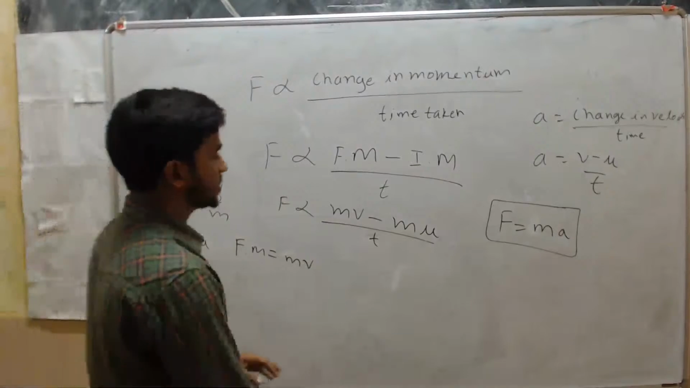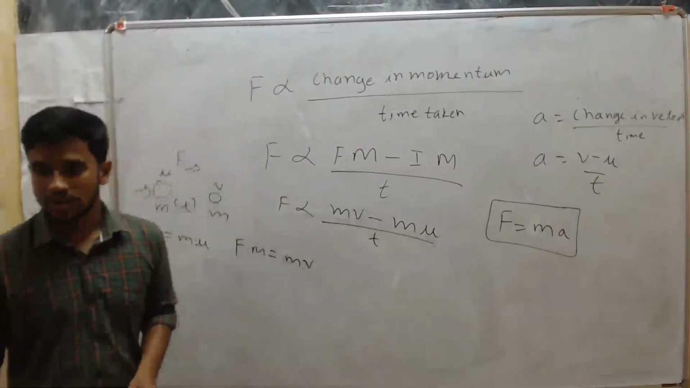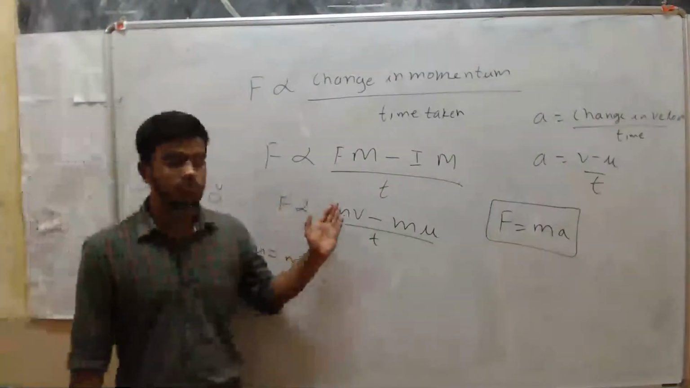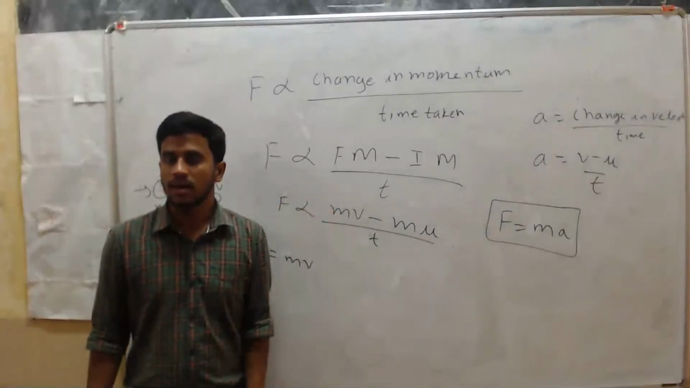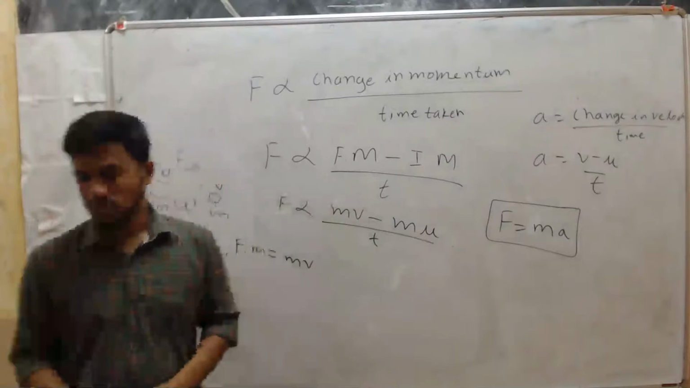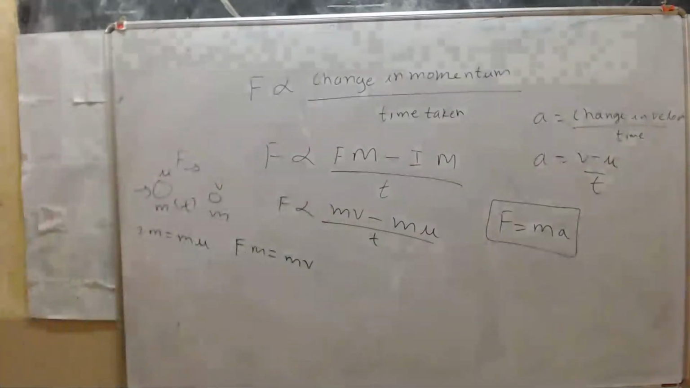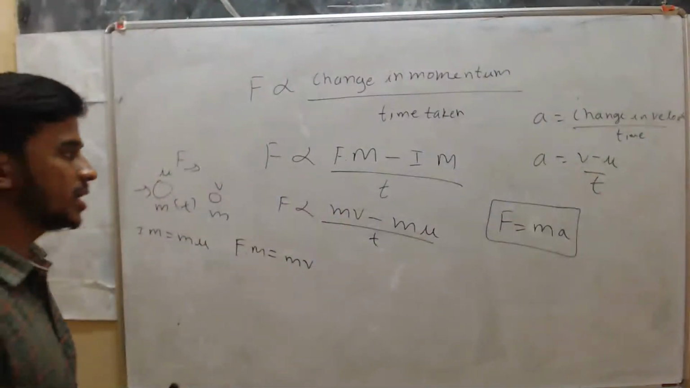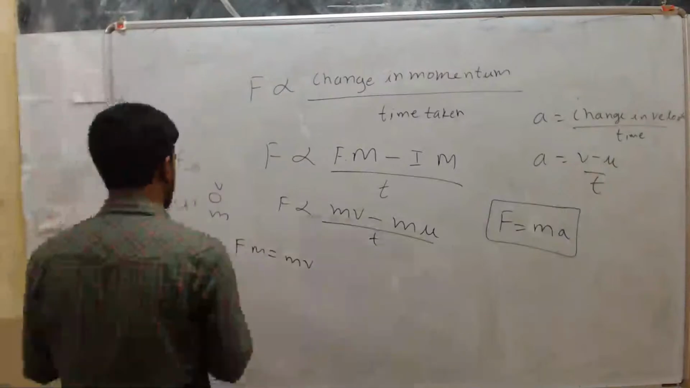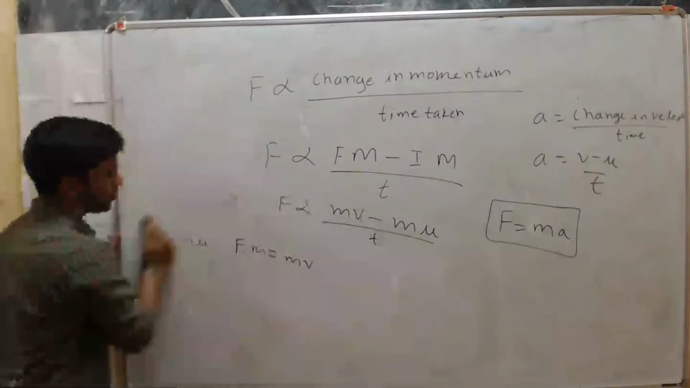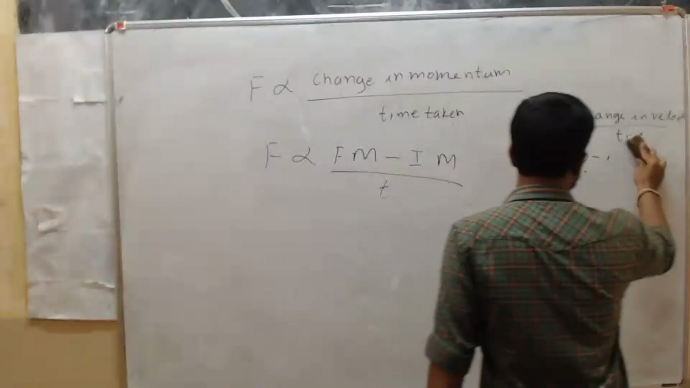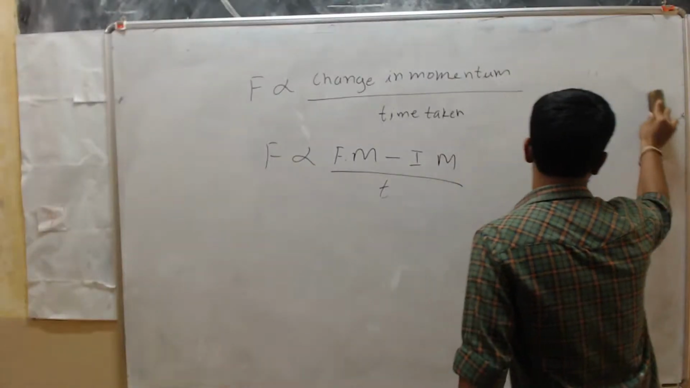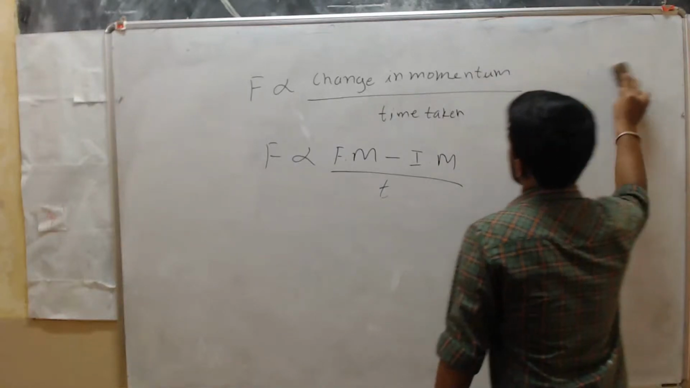So clear, right? The second law states that the rate of change of momentum is directly proportional to the applied force. So due to the application of force, we can change the momentum of an object. Yes. So next directly is F equals ma. This is also a very, very important derivation.